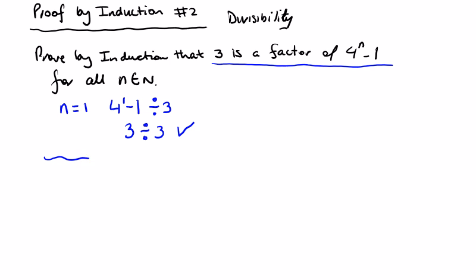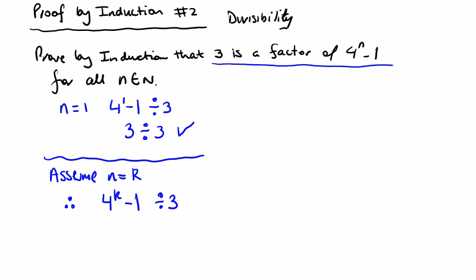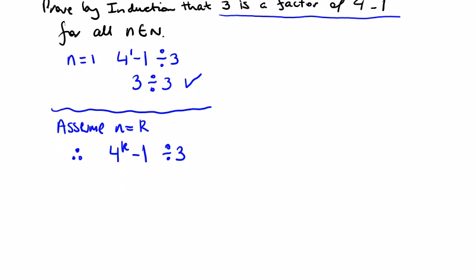So it is. Okay, we're going to assume n is equal to k. Therefore, 4 to the power of k minus 1 is divisible by 3. And the key to these ones, that means that 4 to the power of k minus 1 is equal to 3 times a number. We'll call that 3a. So we're going to write 4 to the power of k then is equal to 3a plus 1. So slightly different than your proof by induction of a series.